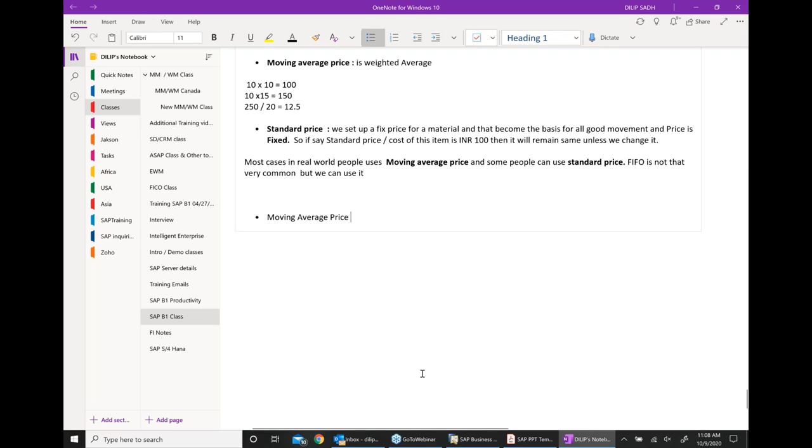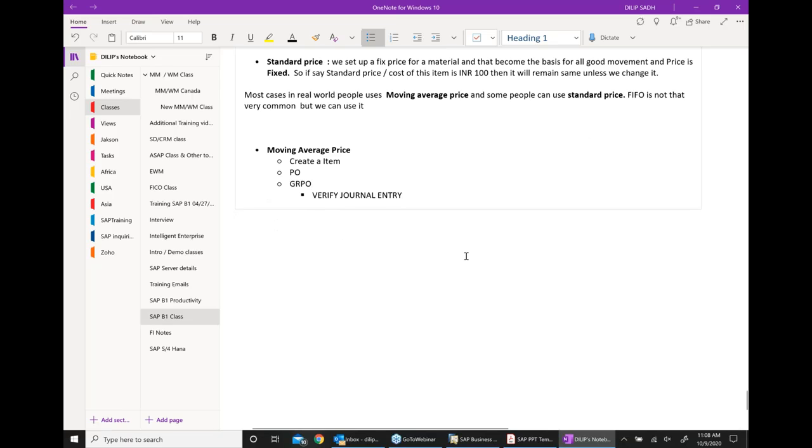Just an example. Let us say I create a material, just so we can have a fresh material. So we create an item. Then I want to create a PO, and then I want to create a GRPO, and then I want to verify the journal entry in case of moving average price. Okay. Let's understand this.